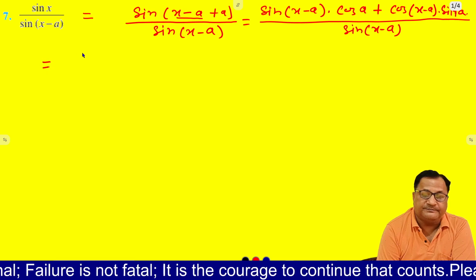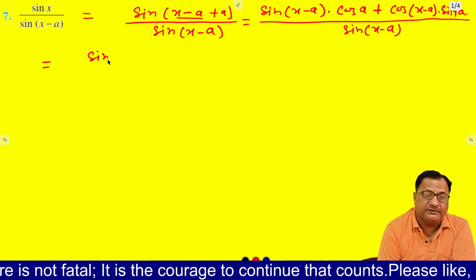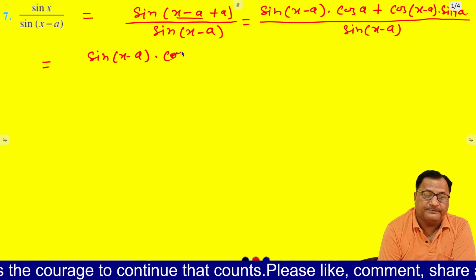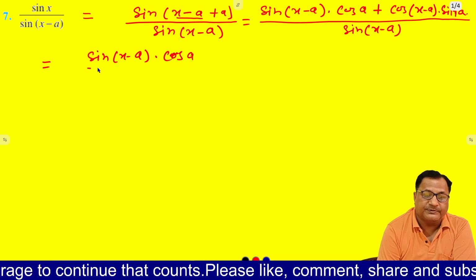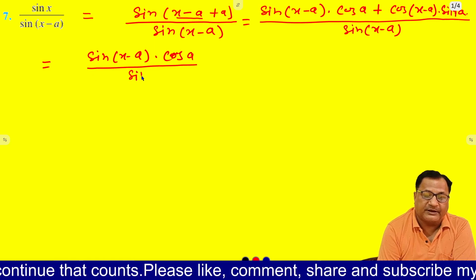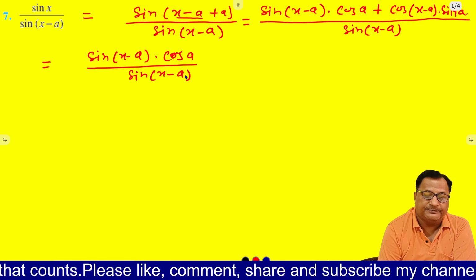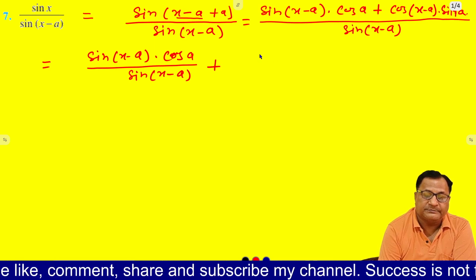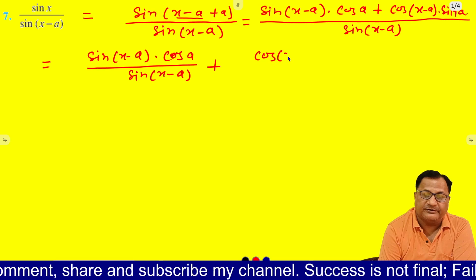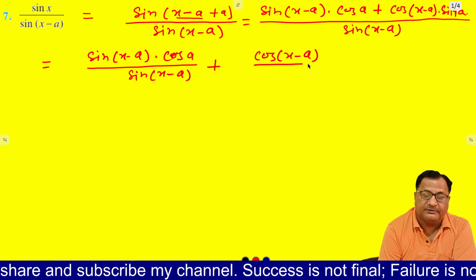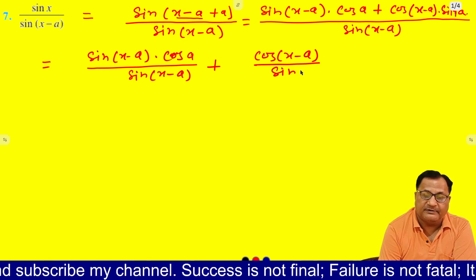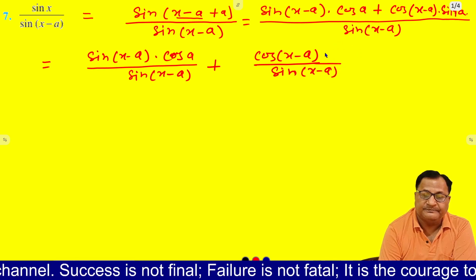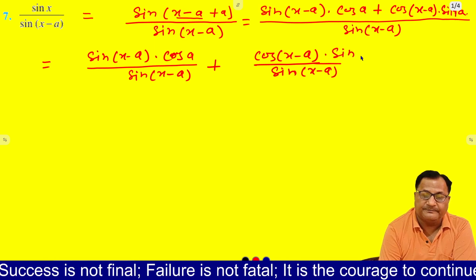Now we will divide this: sine (x minus a) into cos a divided by sine (x minus a), plus cos (x minus a) divided by sine (x minus a) into sine a.